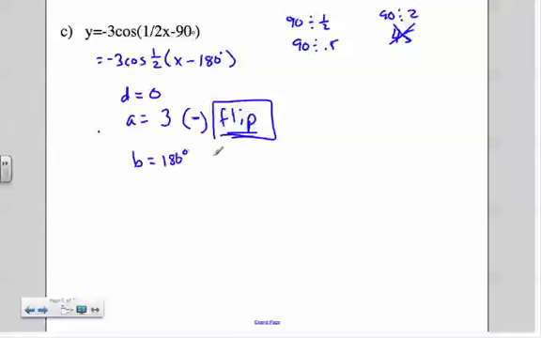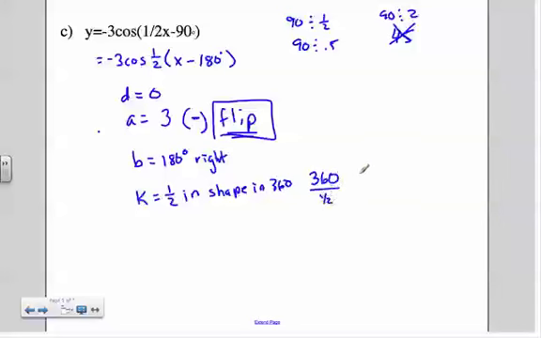My B is 180 degrees to the right because it's subtract 180. I'm going to be careful with my unit in this case because my k is 1/2. So that means I'm going to get 1/2 of a shape in 360 degrees. So to get my new period, I do 360 divided by 1/2 or 360 divided by 0.5, and you should get 720 degrees.